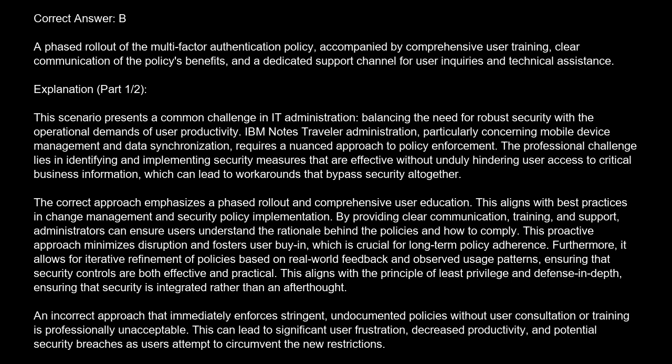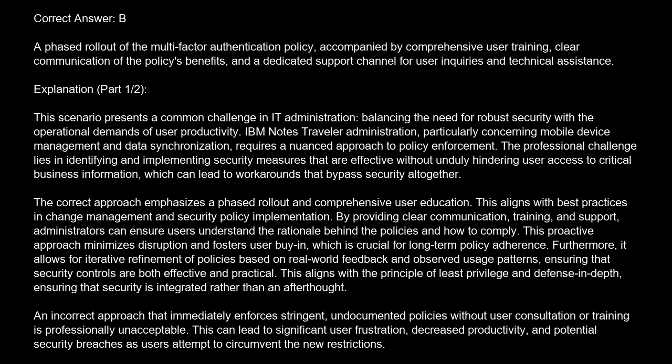Explanation. This scenario presents a common challenge in IT administration, balancing the need for robust security with the operational demands of user productivity. IBM Notes Traveler administration, particularly concerning mobile device management and data synchronization, requires a nuanced approach to policy enforcement. The professional challenge lies in identifying and implementing security measures that are effective without unduly hindering user access to critical business information, which can lead to workarounds that bypass security altogether.